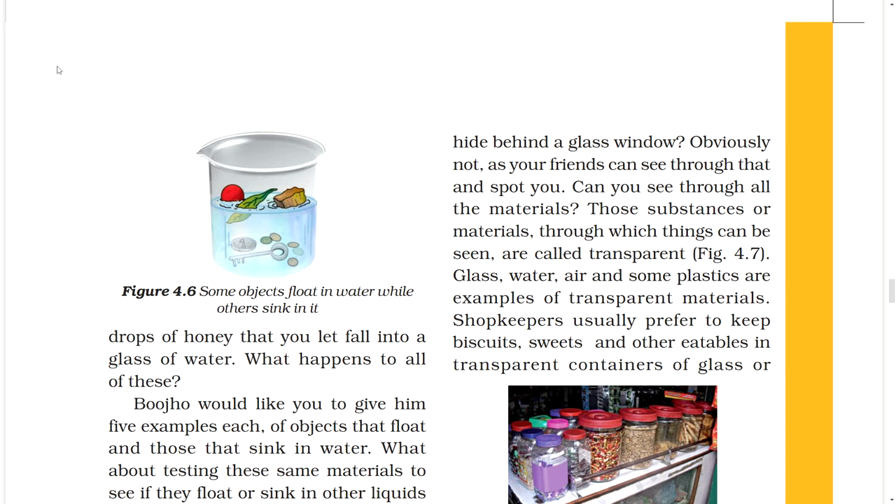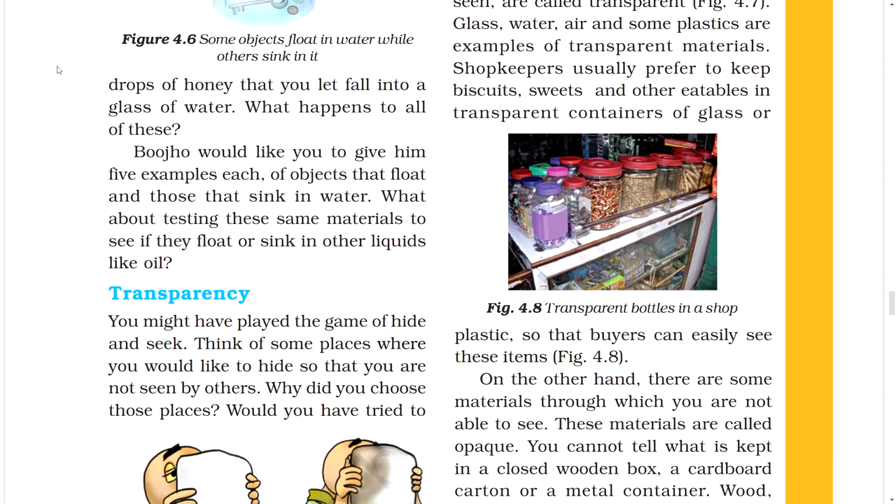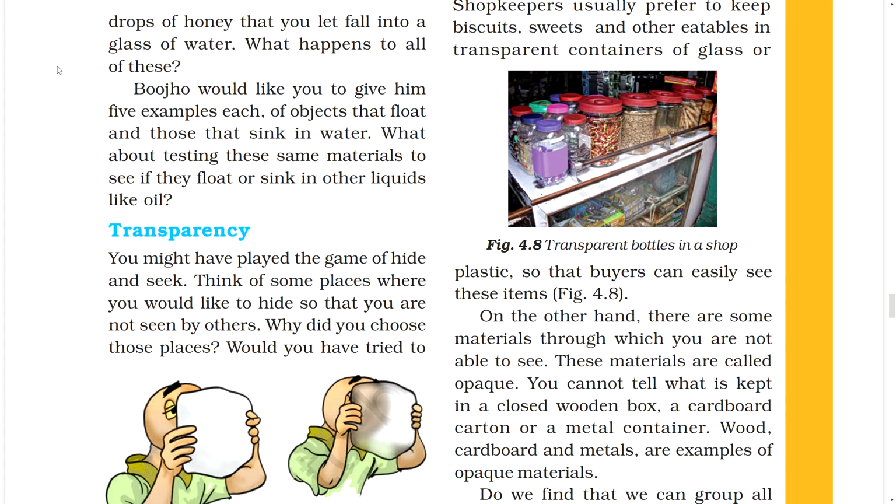Shopkeepers usually prefer to keep biscuits, sweets, and other eatables in transparent containers of glass or plastic so that buyers can easily see these items. Figure: Transparent bottles in a shop.